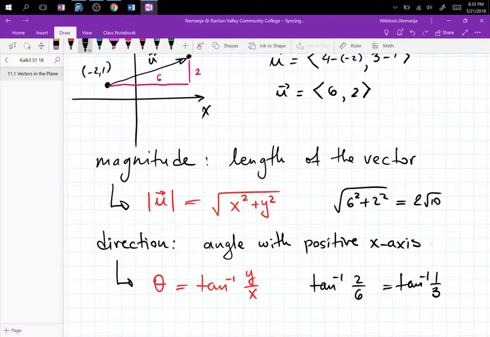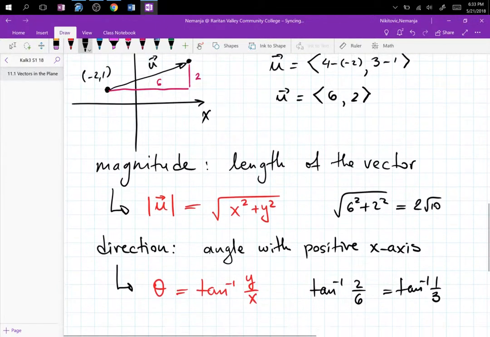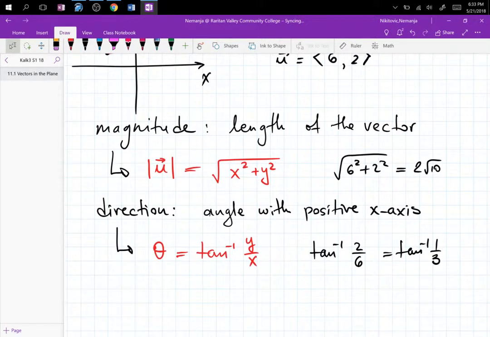Now you can use the calculator and get that in degrees or radians, depending on what you want. So the vector doesn't exist. Vector is a mathematical construct. We can use the vector to describe either things or concepts.